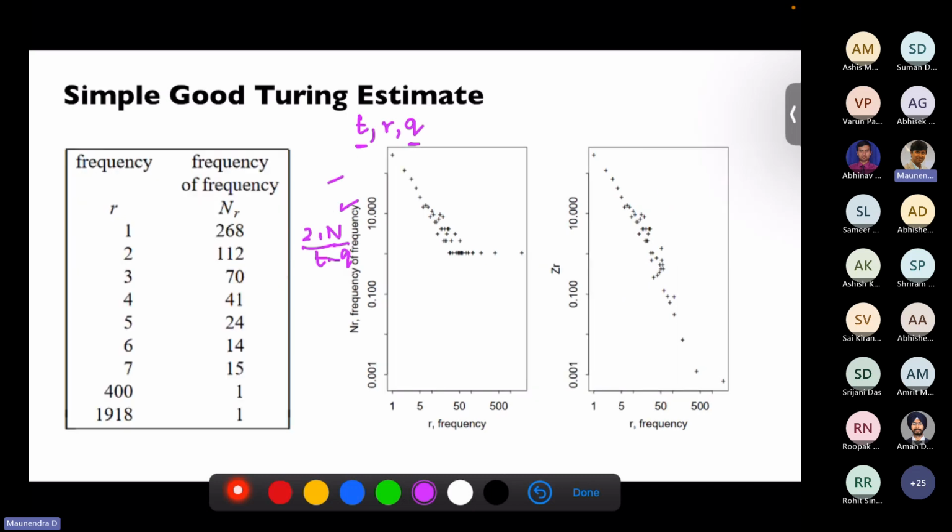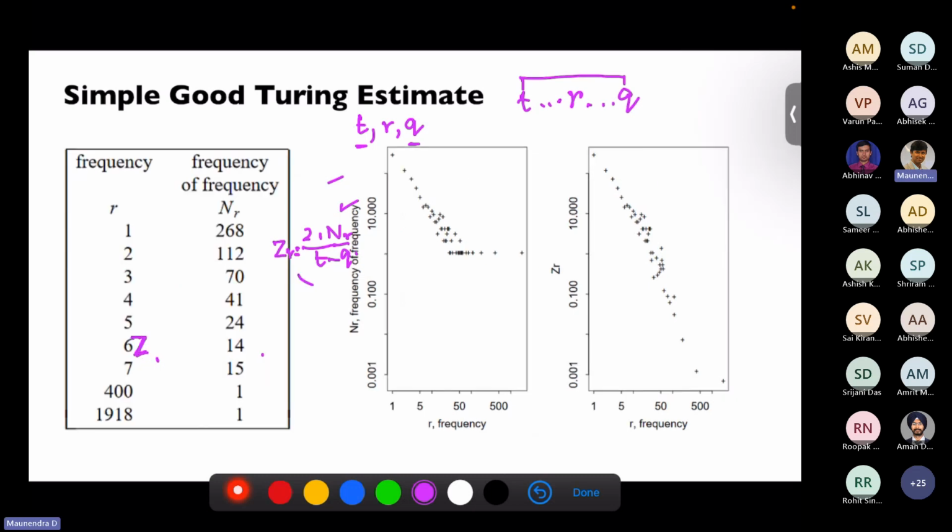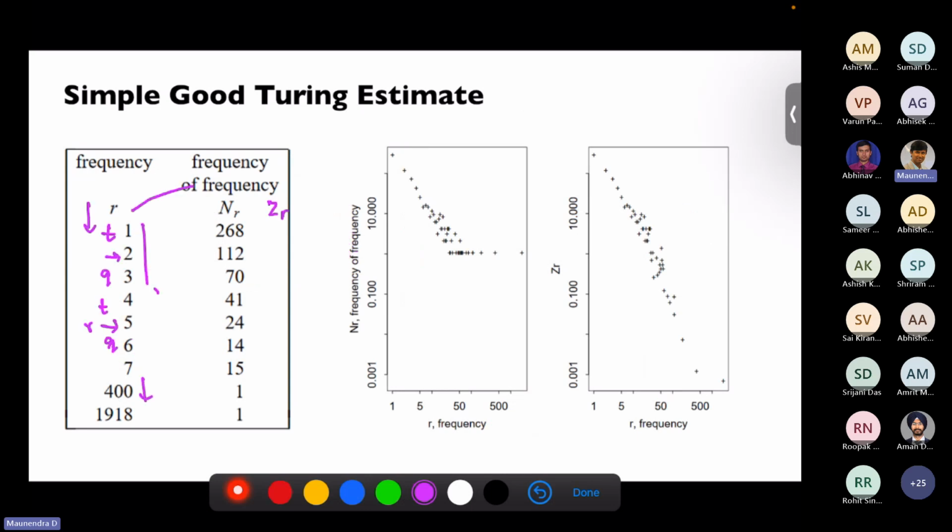However, as we go to higher ranges, there might be some gaps between R and Q, and there might be some gaps between T and R. So Q minus T will be much larger than 2. Now this is the ZR, and then they try to model a relationship between R and ZR.